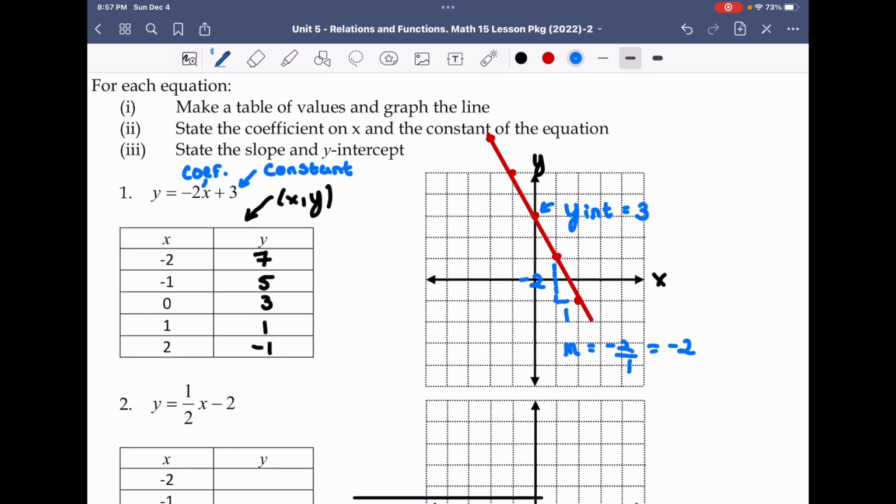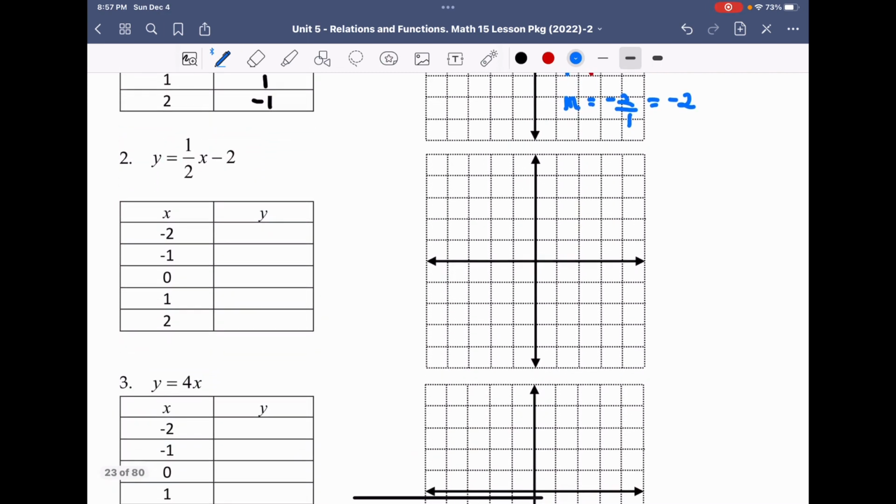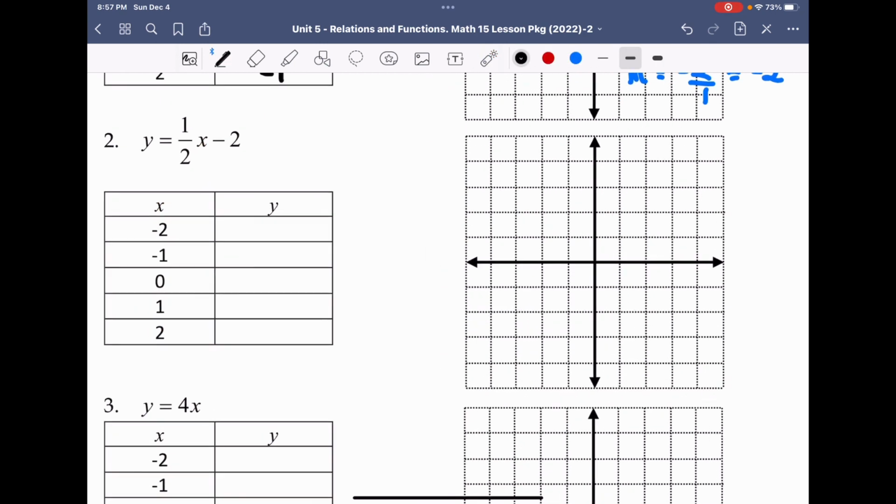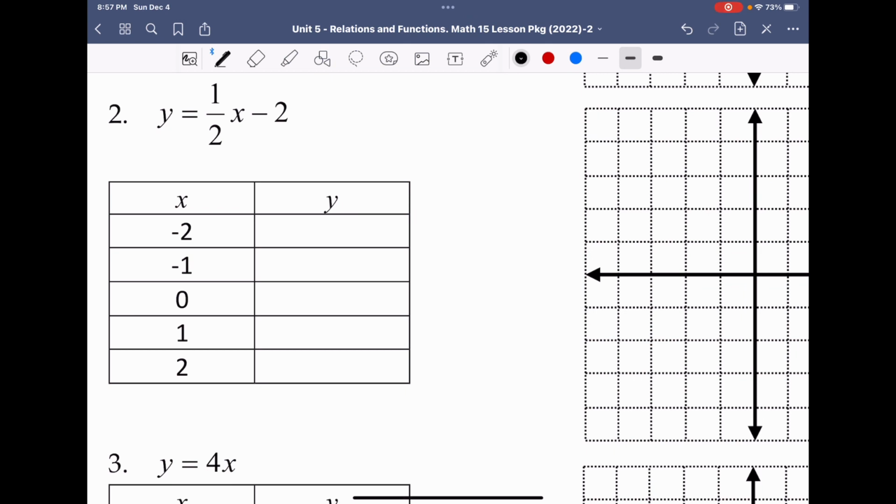All right, now going on to our next one, we're going to do the same thing. We're going to take each of those x values in the left column and plug them in for x here, and now we should get a certain output for y. So in the table, if I plug in -2 for x, I get -2 times 1/2, which is -1, minus 2, which is -3.